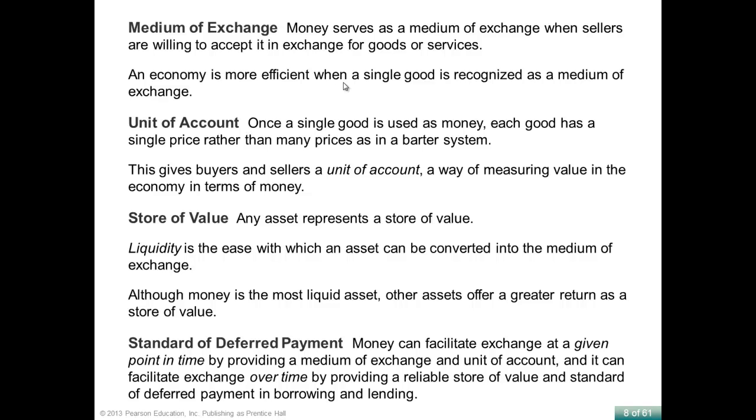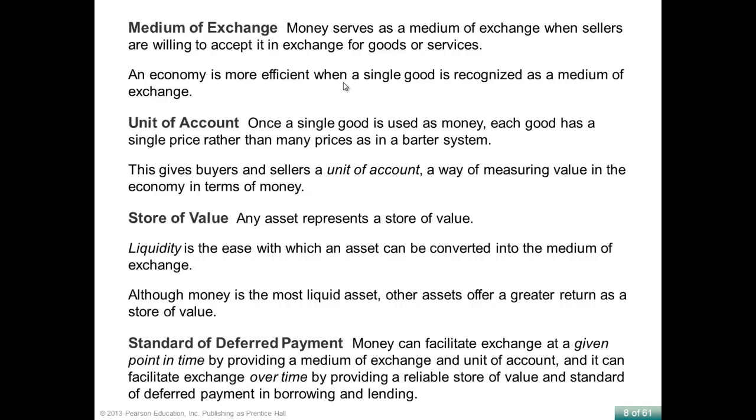It must store value. Any asset represents a store of value. Liquidity is the ease at which the asset can be converted into the medium of exchange. When we talk about this in finance, we talk about liquidity ratios. How quickly can that be converted to cash? Although money is the most liquid asset, other assets offer a greater return as a store of value.